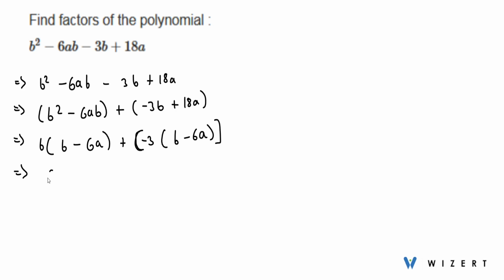So ultimately we will have b minus 3 multiplied by b minus 6a. So this will be our final required answer.